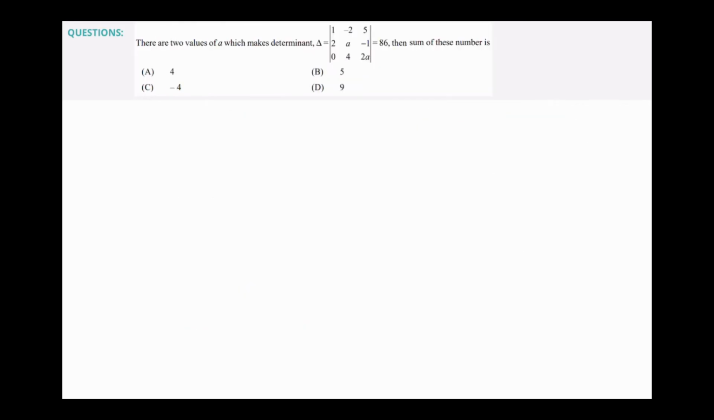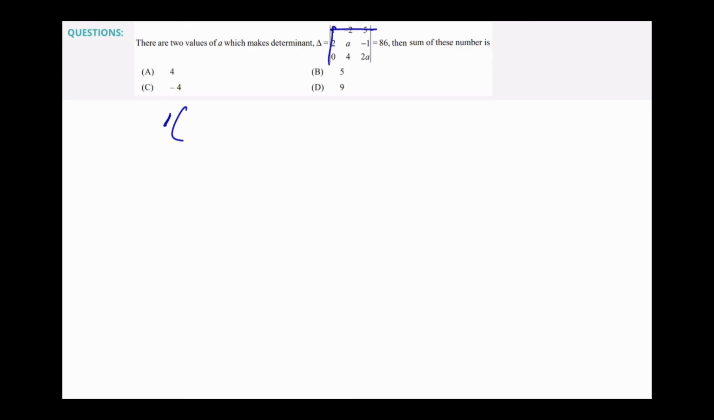Let's see the next question. We have to find the value of A for which the determinant is equal to 86. The sum of these numbers is, okay? So let's see what they're trying to find. First, we have to find the value of A. So very simple, what we'll do, we'll try to expand along some row or column, okay? Now, can we make some zeros and make it simpler? It doesn't look like we can do much simplification here. So we'll just expand, okay?